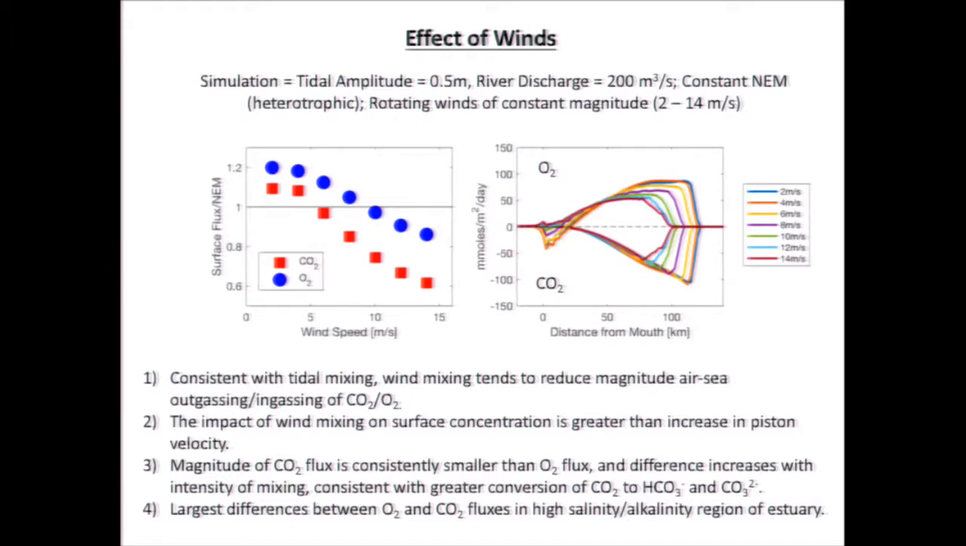Same thing happens with wind. These are simulations of looking at wind speed, and again, this is the percentage of the gas flux over the net ecosystem metabolism. So for low mixing, it's exporting more carbon than it's producing, and it's ingassing more oxygen than it needs. And as you crank up the mixing, these ratios go down below 1, but the oxygen doesn't go down as much as the carbon does. And so again, highlighting that the mixing is really changing the way the system is processing oxygen and carbon.